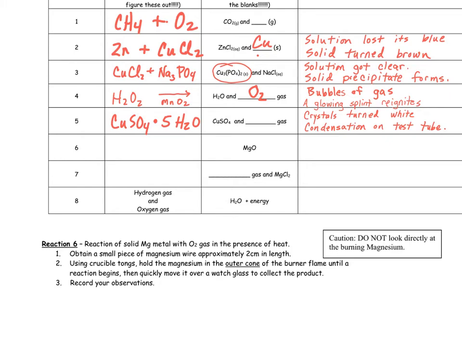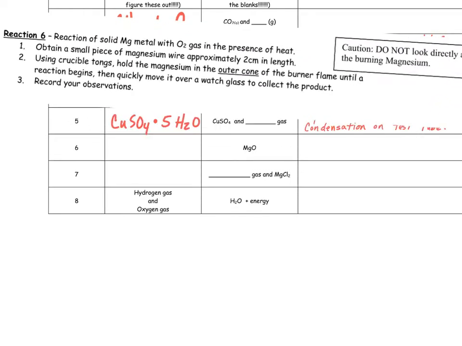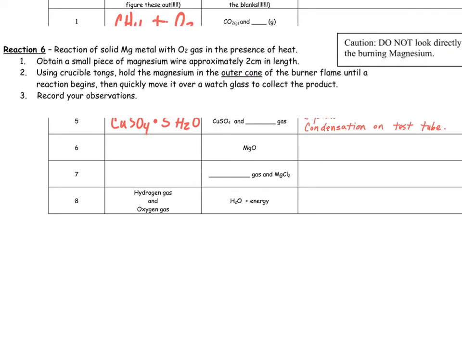Okay, reaction number 6. Reaction of solid magnesium metal with O2 gas in the presence of heat. Obtain a small piece of magnesium and use crucible tongs. Hold it into the cone of a Bunsen burner flame until the reaction begins. Record your observations.